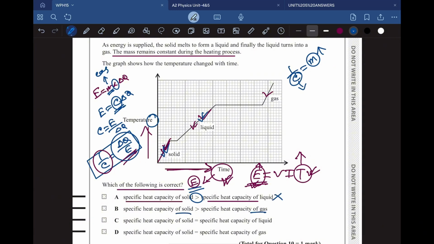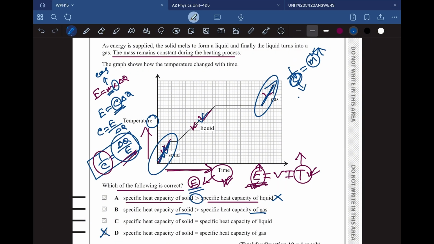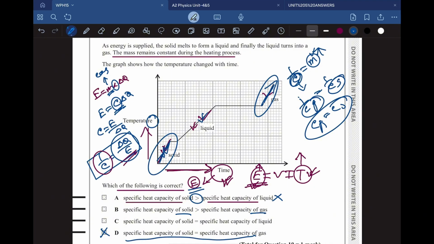The next option says the solid is greater than the gas, but here we can see the gradient of the solid and the gradient of the gas are the same, because both of them have the same steepness and the same size. Both of them have the same gradient, so our correct answer is going to be D. If they have the same gradient, we can say 1 by C of gas is equal to 1 by C of solid. So the specific heat capacity of gas is equal to the specific heat capacity of solid. We can say our answer is D.